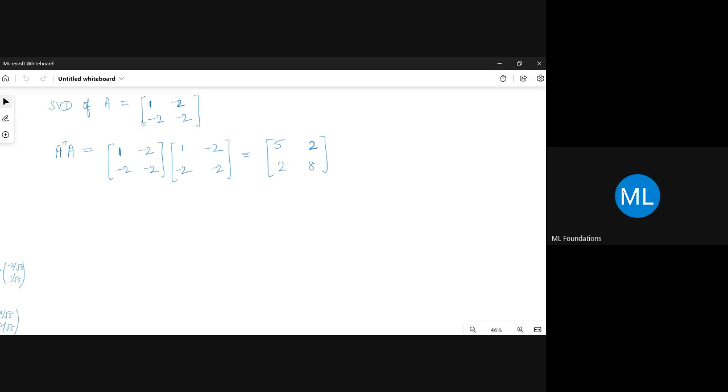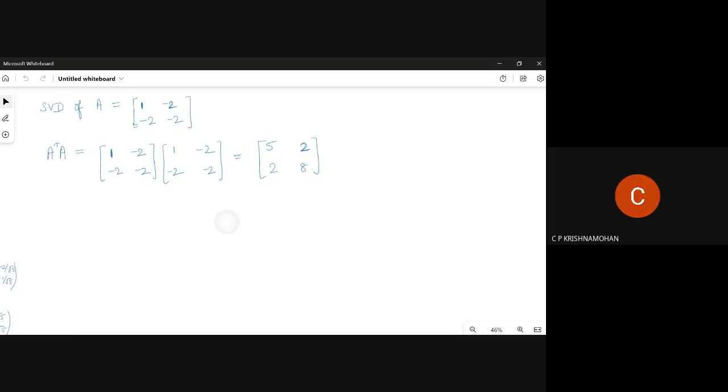Actually, ma'am, I proceeded with first finding the eigenvalues. I mean, you find the eigenvalues, but this is the first step. I will go step by step, okay? Step 1, you find A transpose A. Did all of you get this as A transpose A? Yes, ma'am.